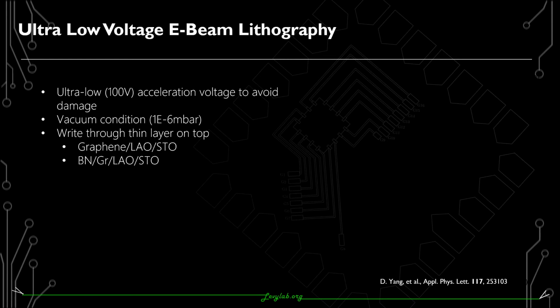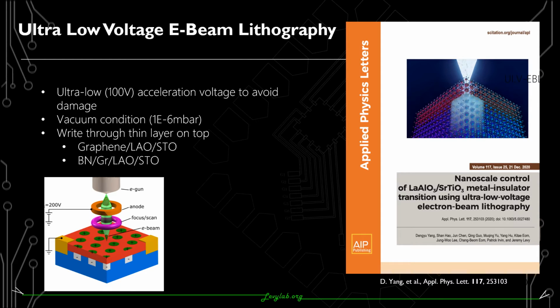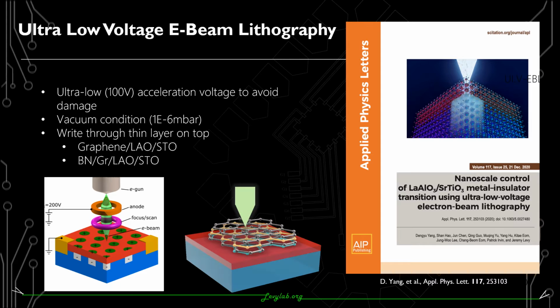We use ultra-low voltage EBL to pattern our devices. More details about this technique are given in this reference. In this technique, we expose the regions of interest of the sample to an electron beam. This causes protonation of the surface. This in turn leads to electron accumulation at the interface, making that region of the sample a conducting region. This entire process is done under vacuum to ensure minimal decay to the sample.